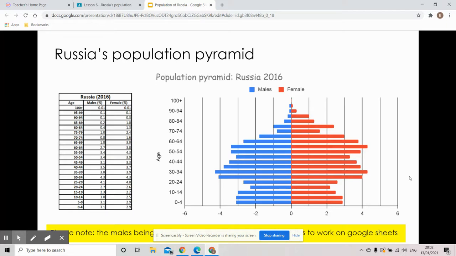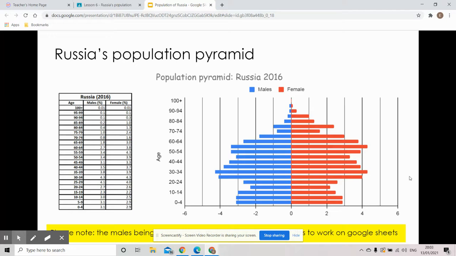Now, normally on a proper population pyramid, you would have the age ranges down the middle, but it's really hard to create them using Google Sheets. So I couldn't do it for you on this, but if we had been in school, I would have been able to add in the numbers in the middle.